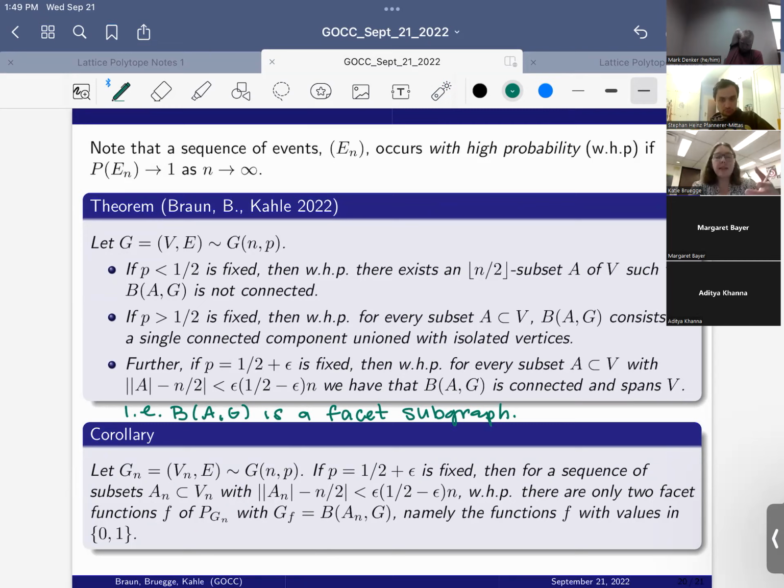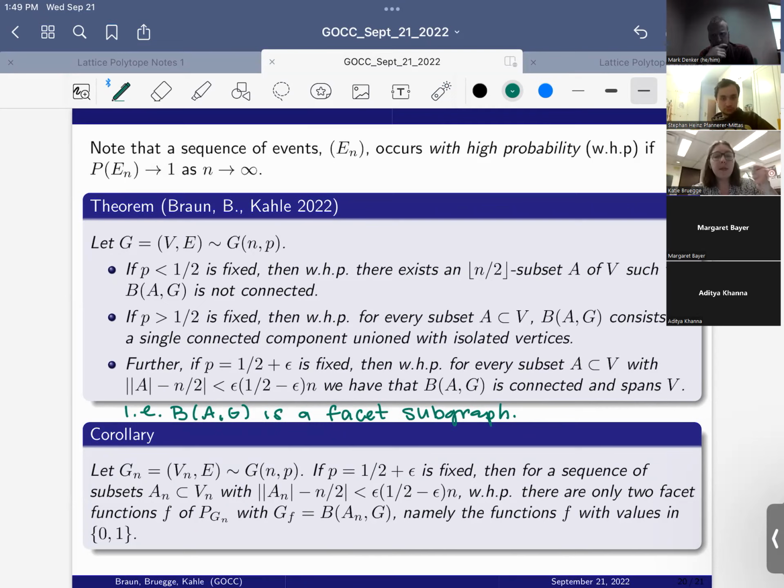So for n sufficiently large and for edge probability greater than 1/2, we can say with pretty much certainty that if we split up the vertices of our graph evenly-ish, we are going to get a connected spanning bipartite subgraph from that, which is going to be a facet subgraph, and we're going to get facet defining functions from it.